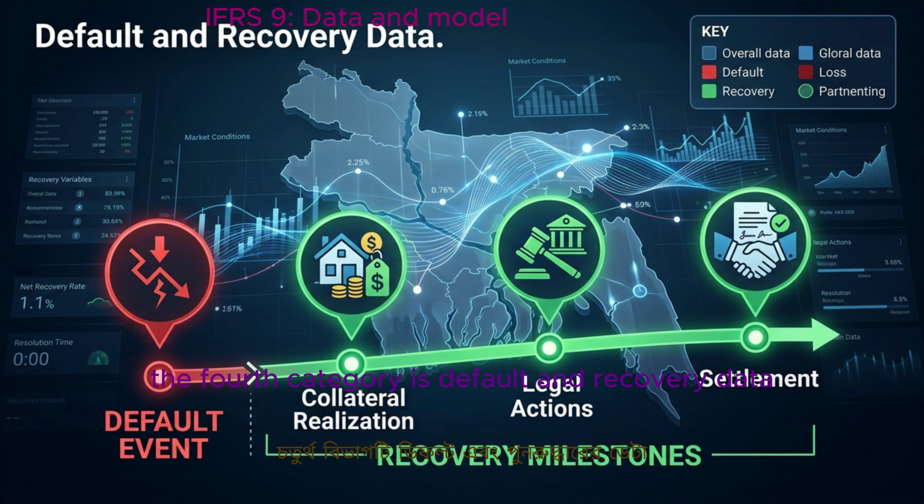The fourth category is default and recovery data. This data is necessary for developing probability of default and loss given default models. Banks should maintain information about date of default, reason for default, non-performing loan status, classification status, recovery amount, recovery date, collateral realization, legal recovery cost, write-off amount, settlement amount, and time taken for recovery. Historical default data helps the bank estimate how often borrowers default. Historical recovery data helps the bank estimate how much loss may arise after default.